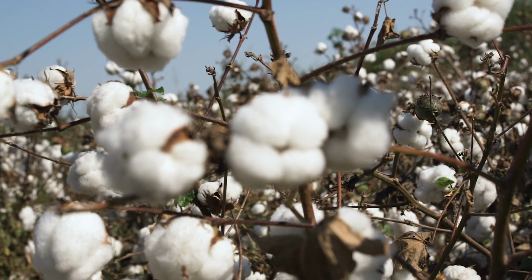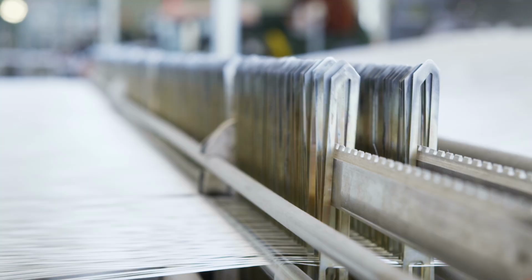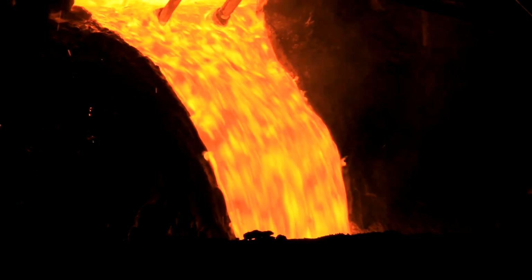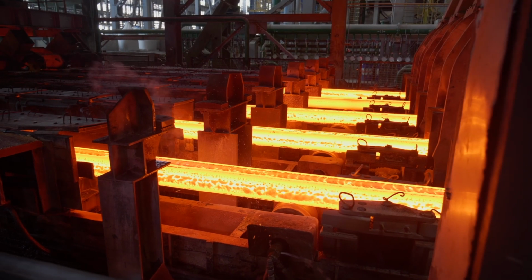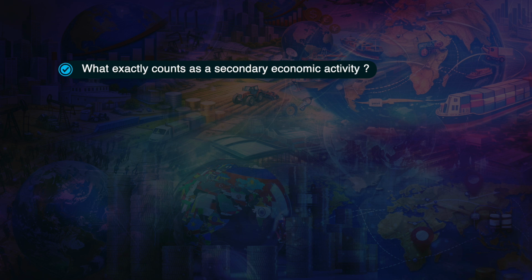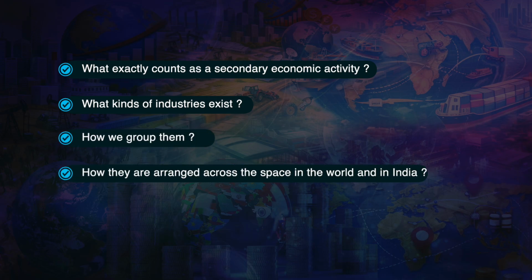For example, cotton. It needs to be cleaned, spun and woven to become a cloth. Iron ore needs to be smelted with coal and limestone to become steel. This changing of form is done by the secondary sector. In this lesson, we will see exactly what counts as a secondary economic activity, what kinds of industries exist, how we group them and how they are arranged across space in the world and in India.